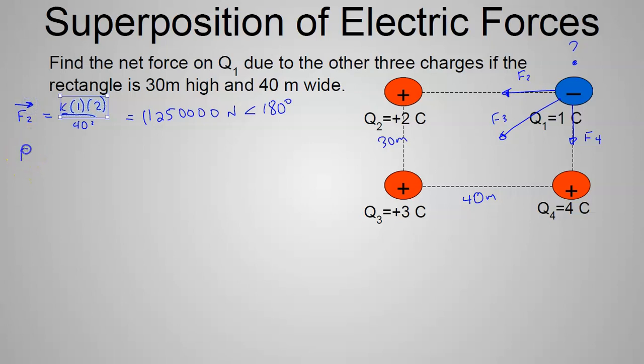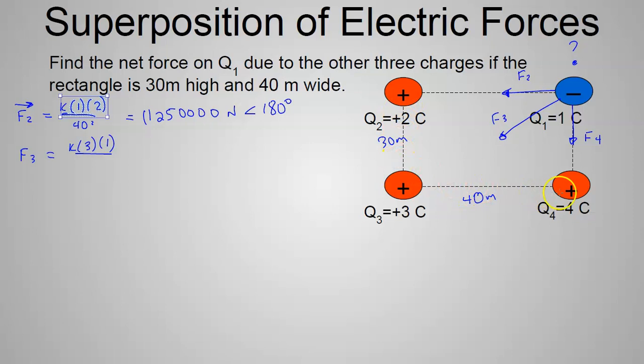There's the first one. I need to find F3, same process. It's K. I'm looking at this guy and this guy right there. 3 coulombs and 1 coulomb. So let's put that in. I need to put the distance in between them.